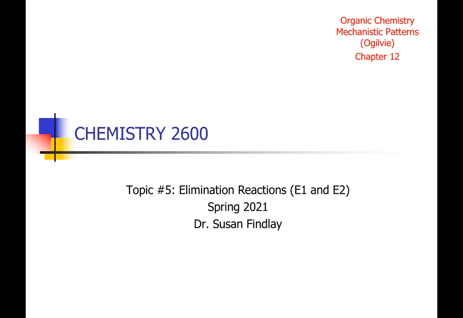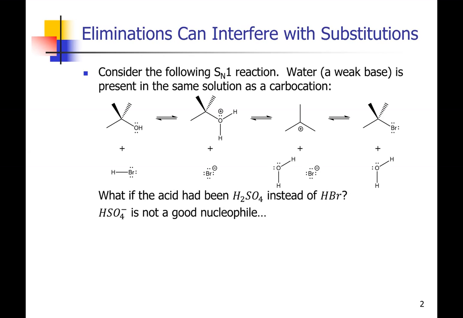In this video, I'm going to introduce you to elimination reactions. In the last chapter, we talked about substitution reactions, and we saw that if we were to take an alcohol like the one in front of you and react it with a strong acid with a nucleophilic conjugate base, then we could get a substitution reaction, because our alcohol is weakly basic and is therefore able to deprotonate the strong acid.